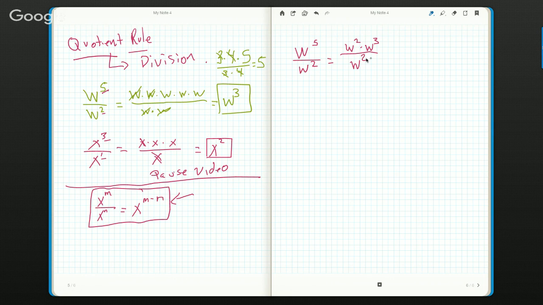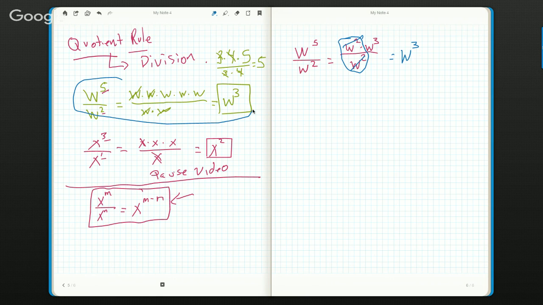And notice what we have here. We have a very simple cancel. So we're just going to cancel these guys out, and we're going to end up with w cubed. The same thing as we did over here, but we didn't have to write out all 5 w's. We just broke out our w squareds, and then we separated off our w cubed.